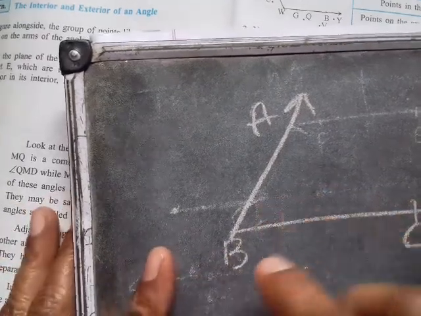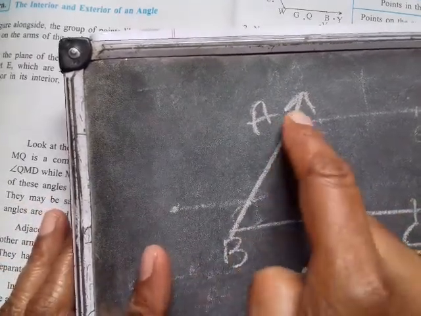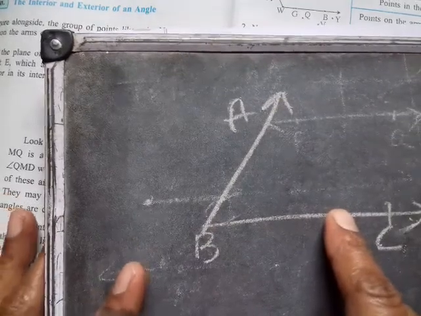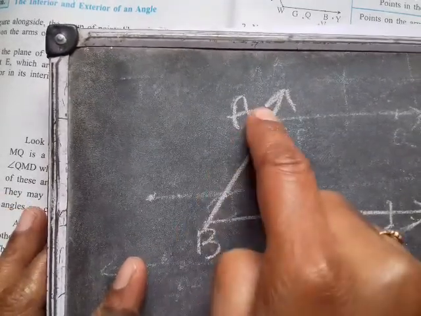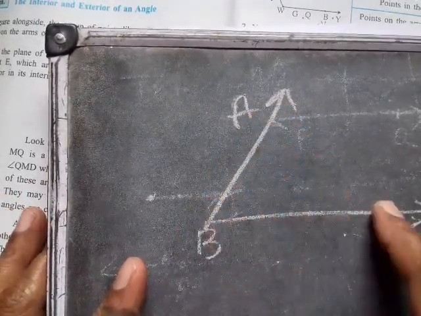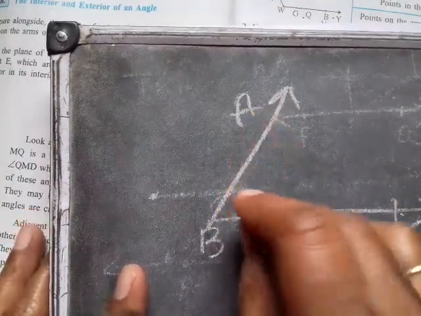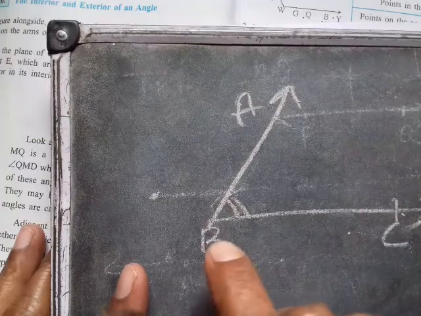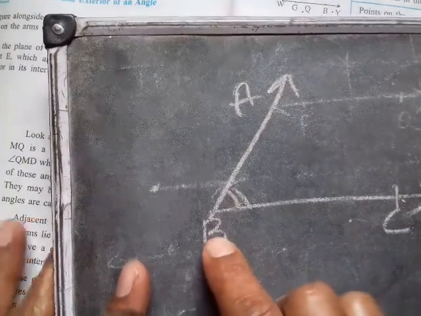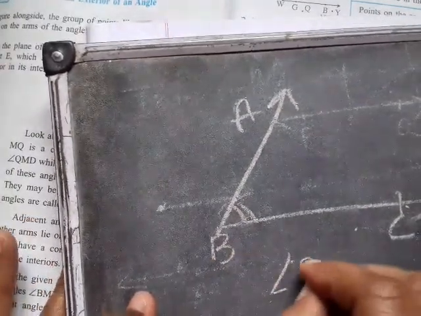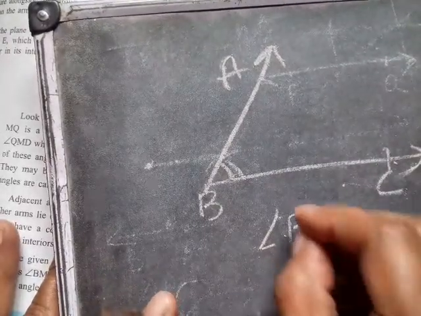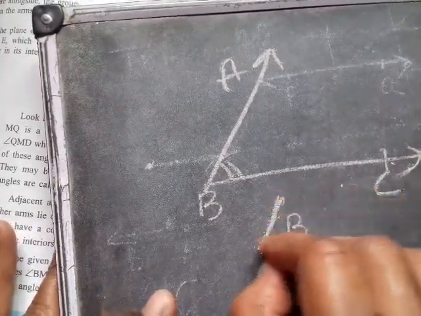So how to read this angle? You can read it as angle ABC, otherwise angle CBA, that is, in this direction or in this direction we can read the angle. Angle B also I can read, since that angle is in the middle, we can tell it in one letter as angle B. This is the sign of angle.